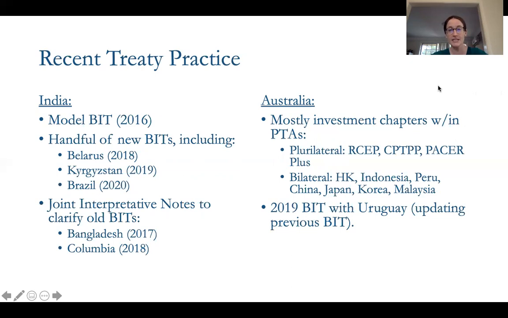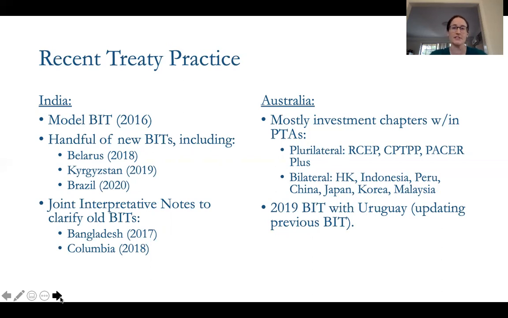In Australia's case, most of the investment agreements that have been concluded in the last decade are investment chapters within preferential trade agreements. They include some notable plurilateral agreements like the RCEP and the CPTPP, as well as several bilateral agreements, particularly with nations in the Asia-Pacific region. In 2019, Australia also concluded a BIT with Uruguay, and that replaced and effectively modernized and updated an earlier BIT that we had with Uruguay.